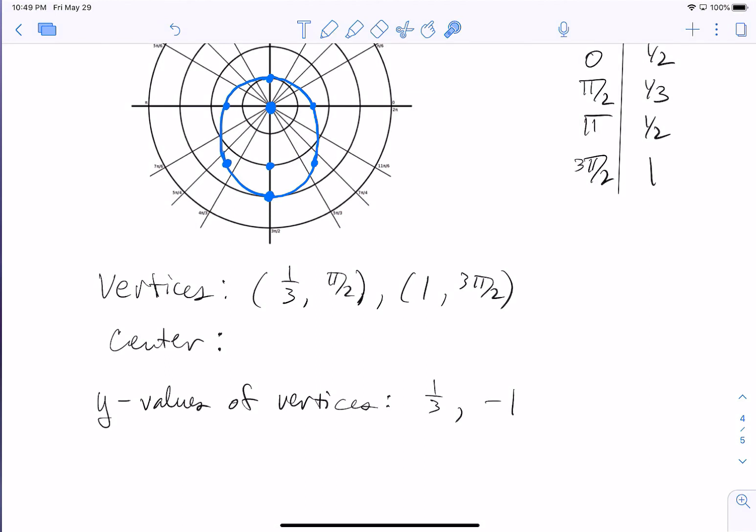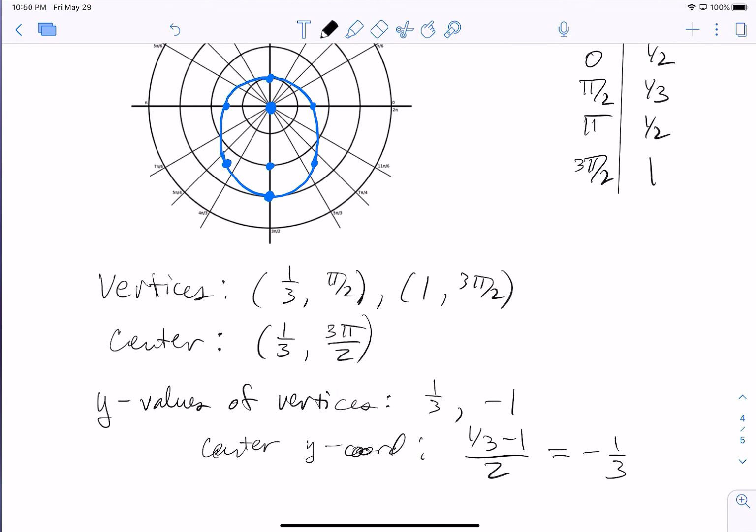Right now I'm switching to rectangular coordinates because these numbers are easier for me to deal with. The center then is going to have a y-coordinate that is an average of these two. So 1/3 minus 1, over 2, and we'll see that that is negative 1/3. That agrees with the picture that we have, because I'm halfway between the two vertices. In polar coordinates, this is going to have an address of 1/3, 3 pi over 2 for the center.